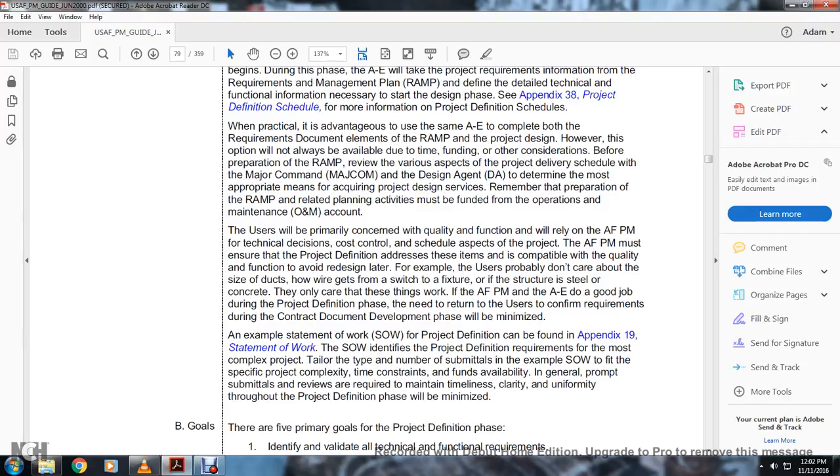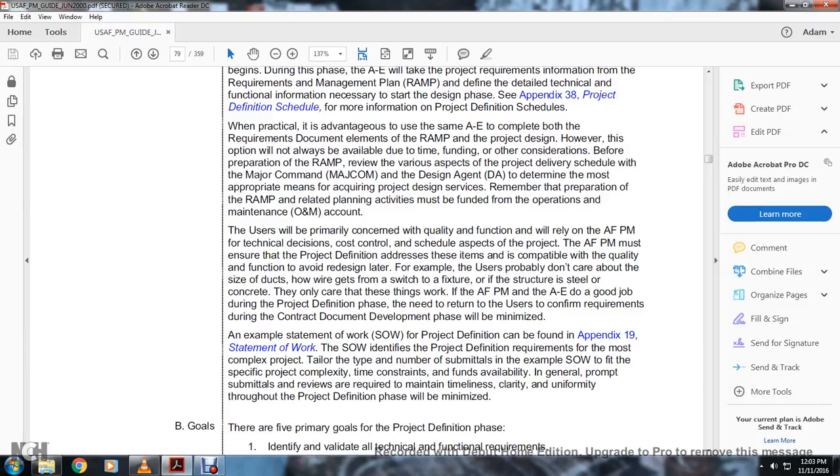The only care is that these things work. The Air Force program manager and the architectural engineer do a good job during the project definition phase. That needs to return the user to confirm the requirements during the contract document development phase, which will minimize changes. An example of the statement of work for project definition can be found in Appendix 19.